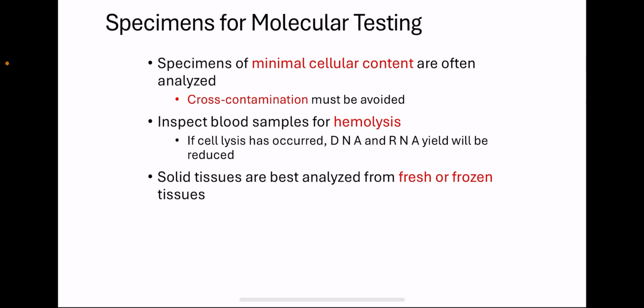Solid tissues are best analyzed from fresh or frozen tissues, something we won't have to worry about. They'll collect those types of things in surgery, and usually these things go straight to the pathologist. We don't mess with it. Many times they are put in formalin.